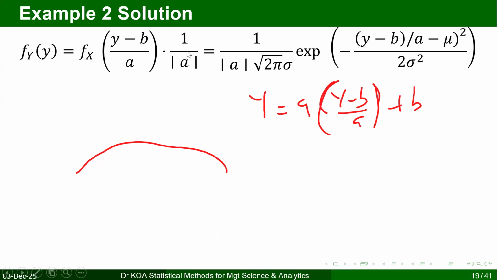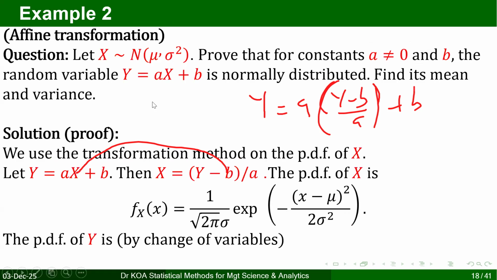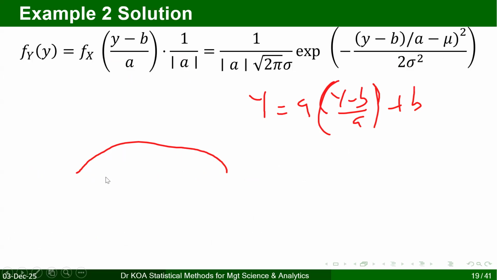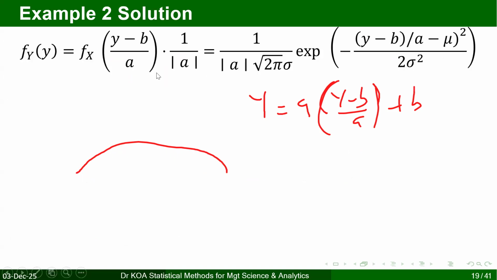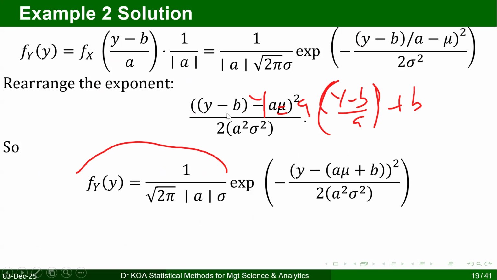But remember that the 1 over the A is because when you substitute for the Y, there is a B attached to it, but we don't need that B because that B is a constant. It's not having a multiplication like the A is having a multiplication. And so you now break it down and you get this function. Then what you do here, you rearrange the exponent.